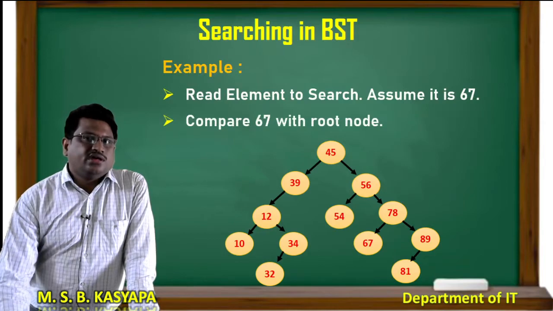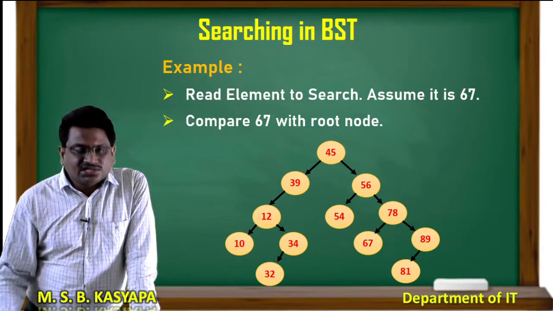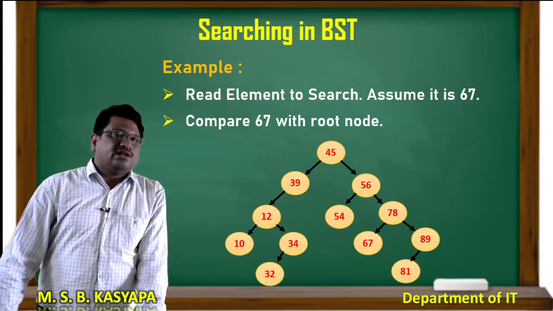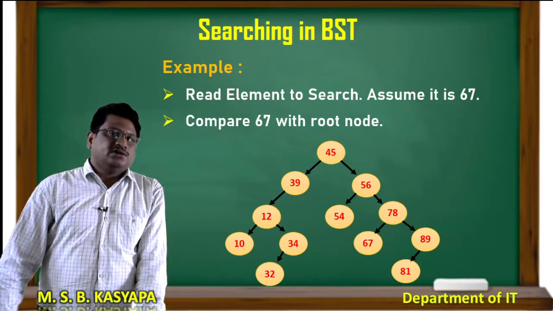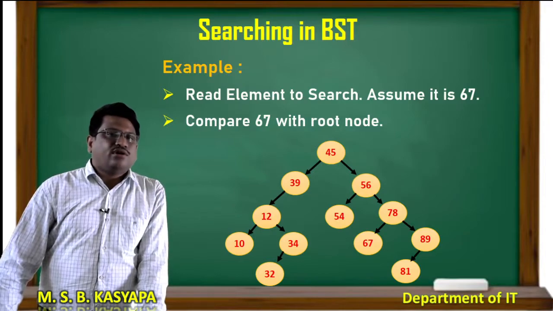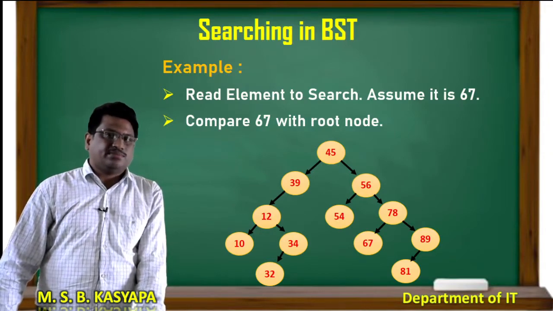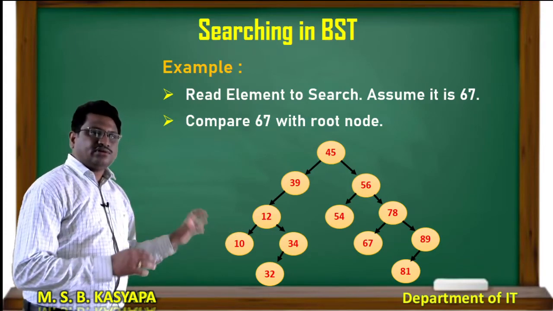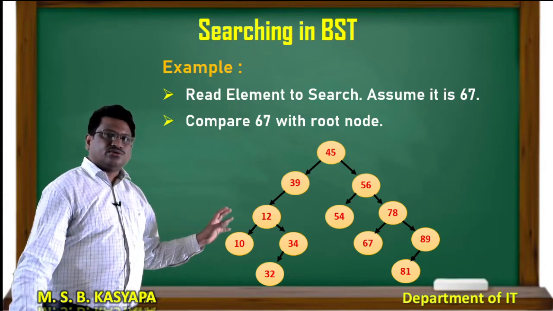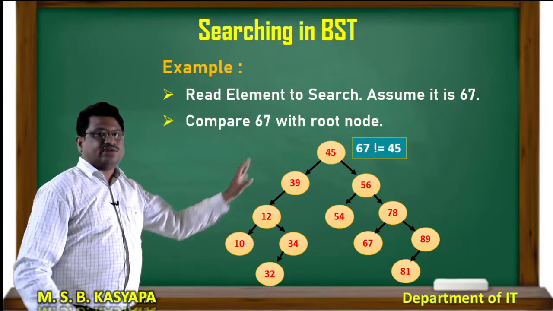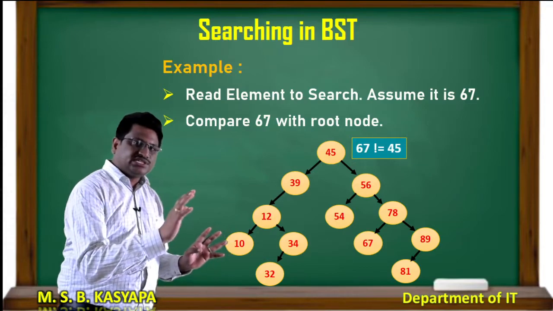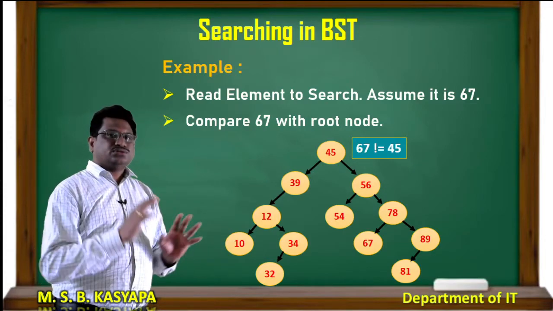And if I want to search an element, what is the first step? First, I have to read the value I have to find. Let us assume I want to find 67 in this tree. So, first what I have to do? I have to check from the root node. What is the root node? 45. If you compare with 45, is 45 equal to 67? No.